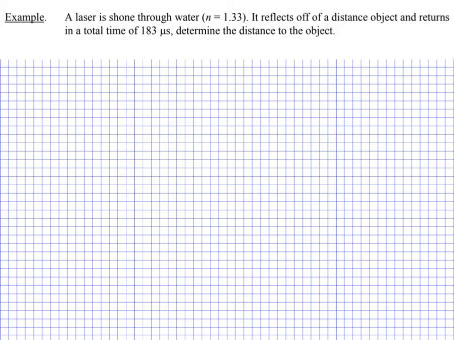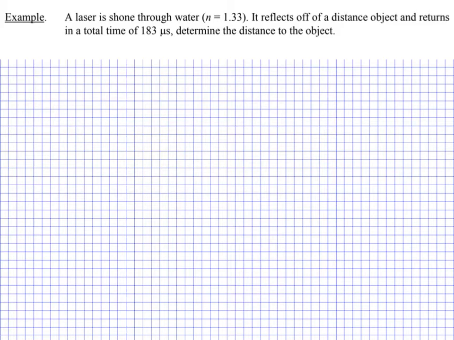We have a situation where a laser is being shone through water. It reflects off of a different object and returns in a total time of 183 microseconds. We need to determine the distance to the object. This is of course how radar and sonar and all of that kind of stuff works.